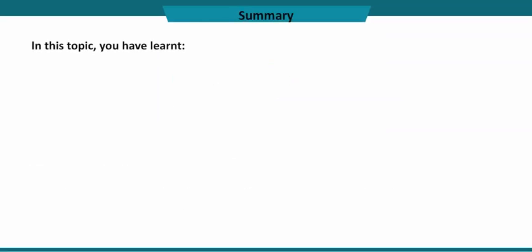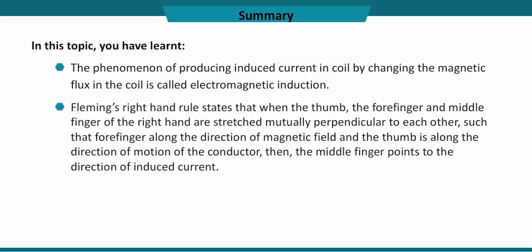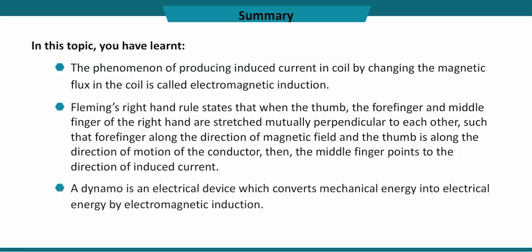In this topic, you have learned that the phenomenon of producing induced current in a coil by changing the magnetic flux in the coil is called electromagnetic induction. Fleming's right-hand rule states that when the thumb, the forefinger and middle finger of the right hand are stretched mutually perpendicular to each other, such that forefinger is along the direction of magnetic field and the thumb is along the direction of motion of the conductor, then the middle finger points to the direction of induced current. A dynamo is an electrical device which converts mechanical energy into electrical energy by electromagnetic induction.